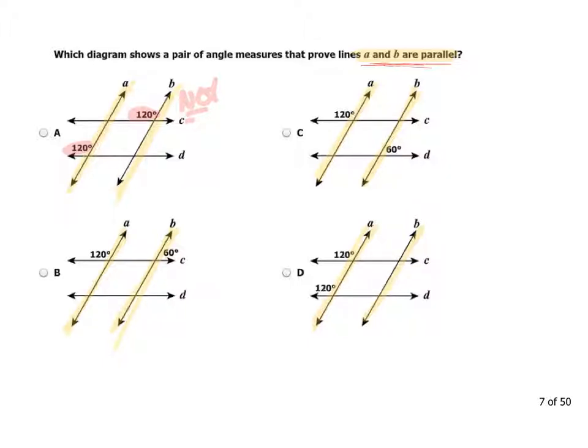Here's A and B. I need to highlight just one more line. And if I highlight this line, I'm only touching the 60. I'm not touching the 120. So guess what? This is not it. Okay.